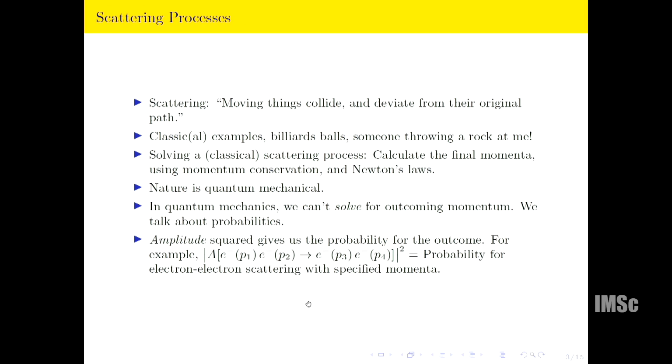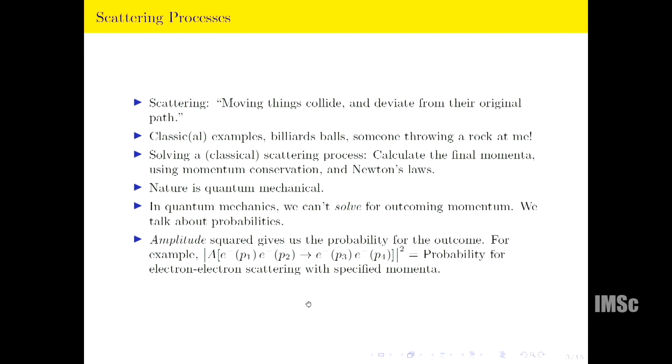Yeah, so what is scattering? Well, moving things collide and deviate from their original path, and that's scattering. For instance, billiard balls move, collide, and deviate from their natural path. Or someone throwing a rock at me would be an example of a scattering process, okay? So what does it mean to solve a scattering process? In simple classical mechanics, we solve for the outgoing momenta using momentum conservation and Newton's laws, and that solves the scattering process for us.